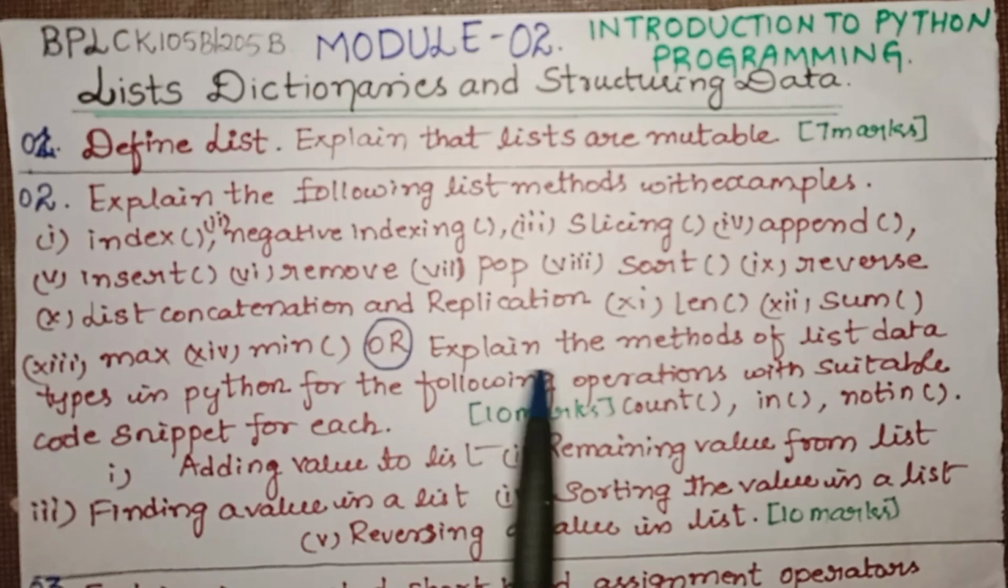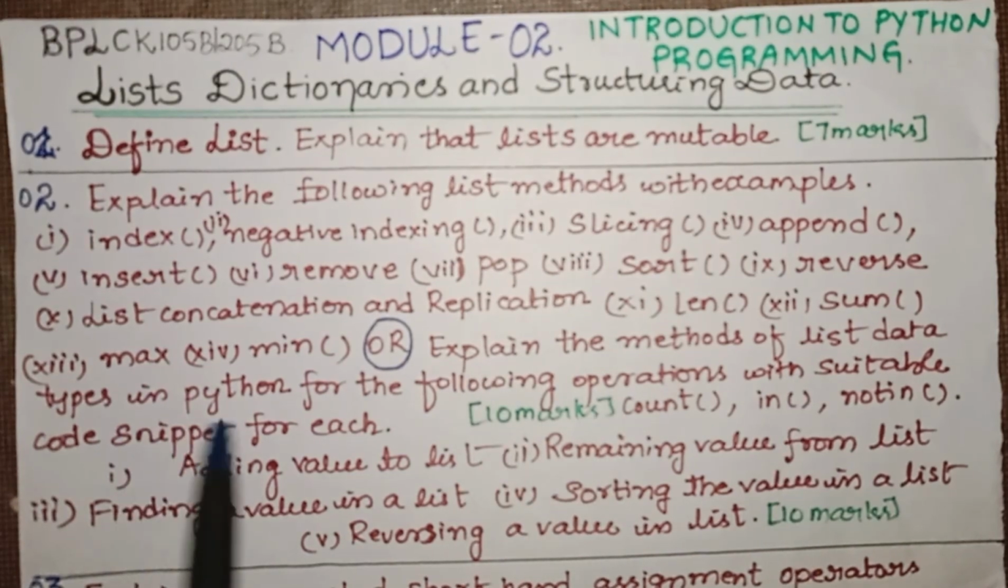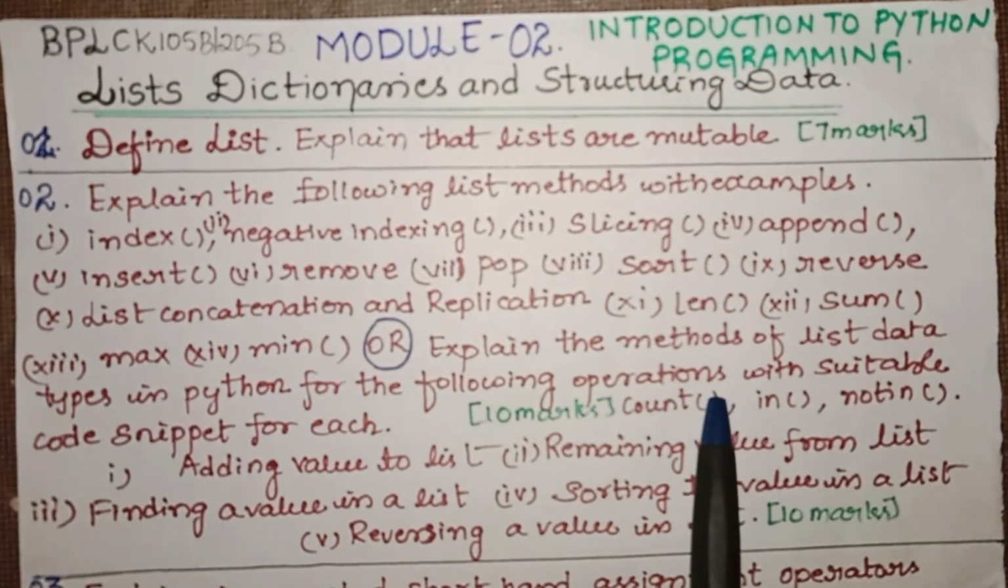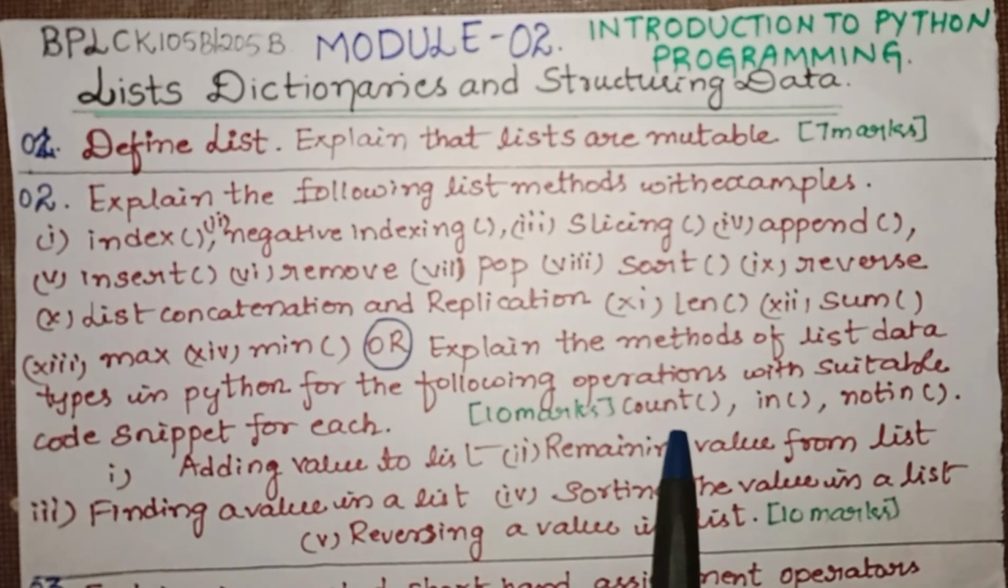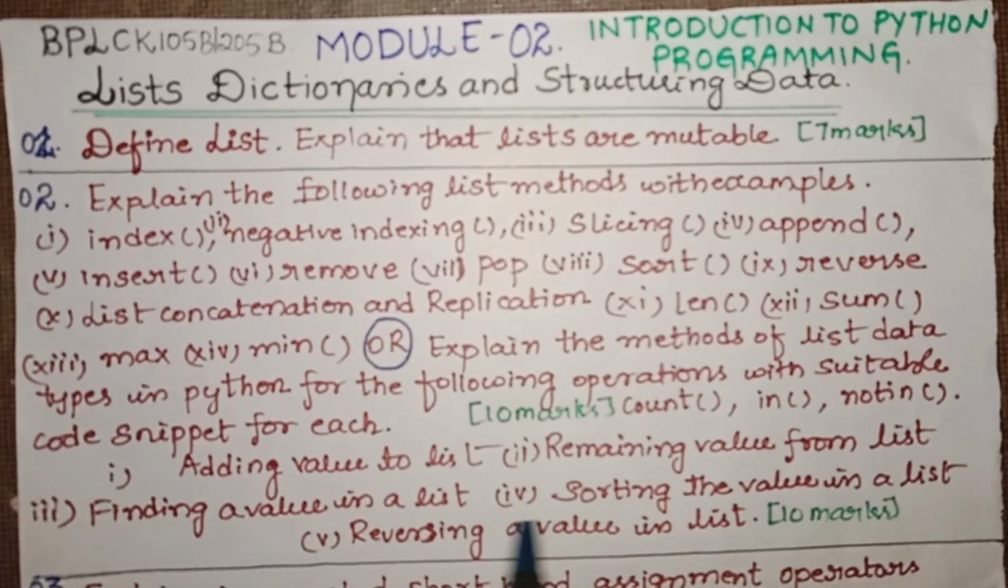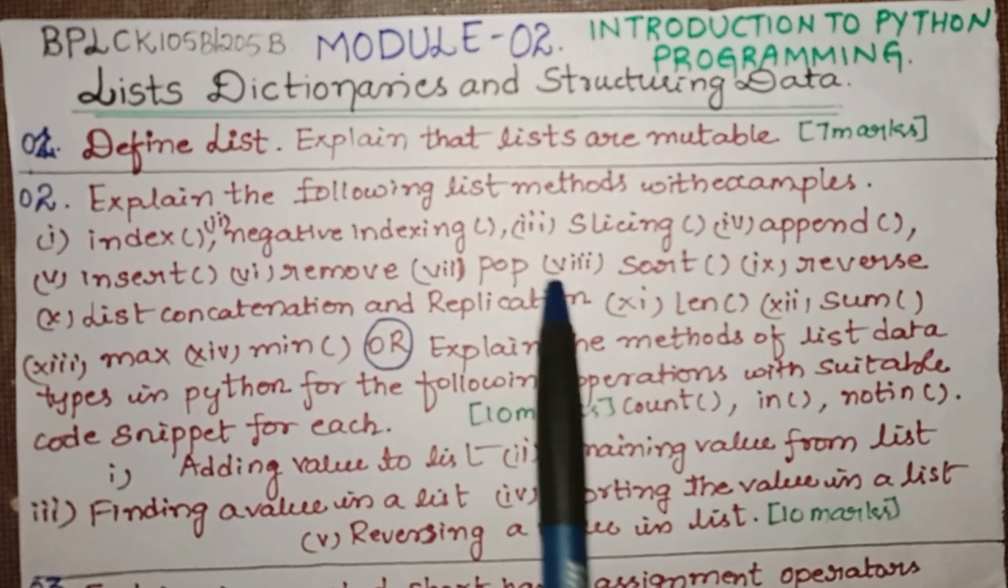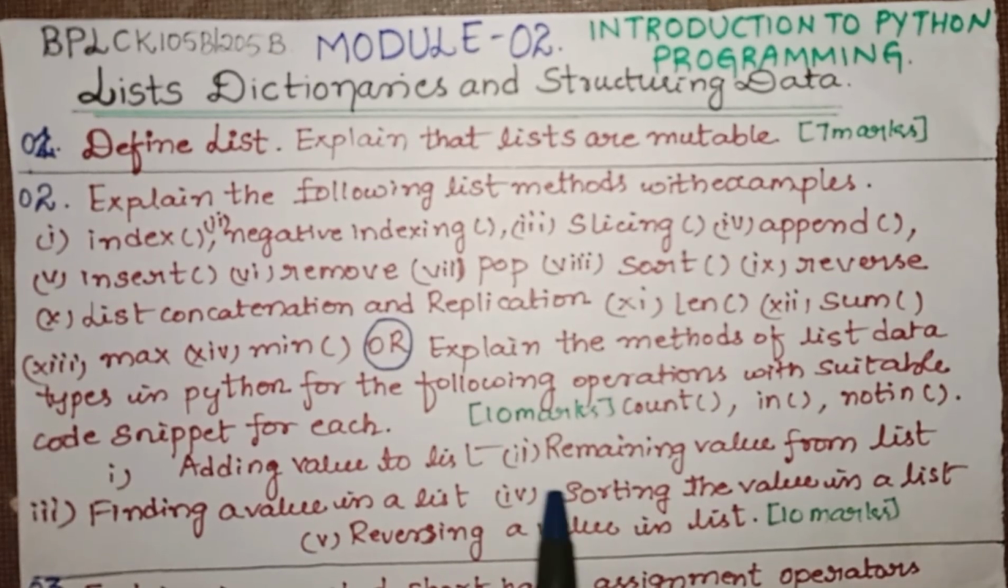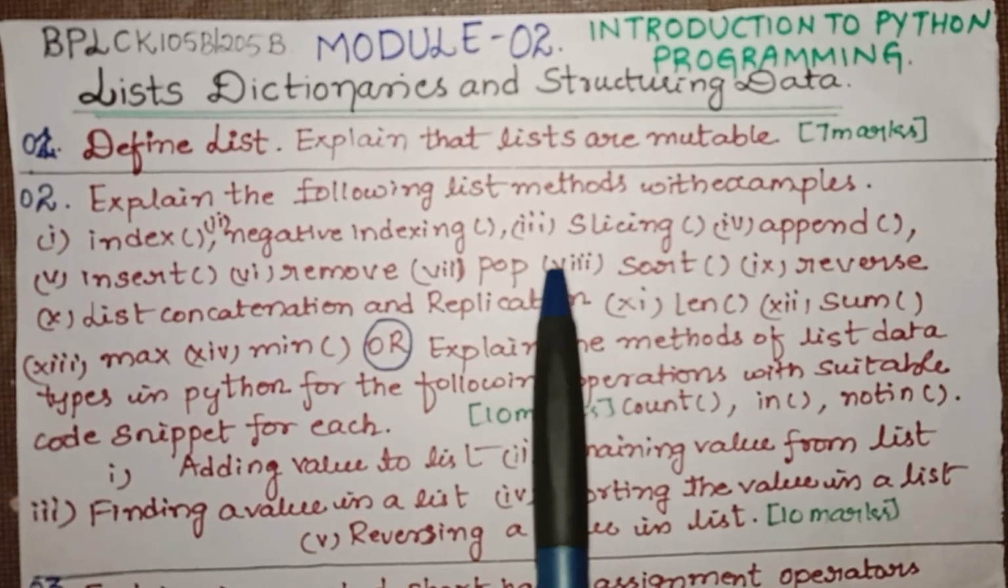Explain the methods of list data types in Python for the following operators with a suitable code snippet for each, that is count, in operation, not in operation, adding a value to the list and removing a value from a list, finding a value in a list, sorting the values in a list, reversing the values in a list. And these are very important, which may be asked for 10 marks. So please go through all these list methods.